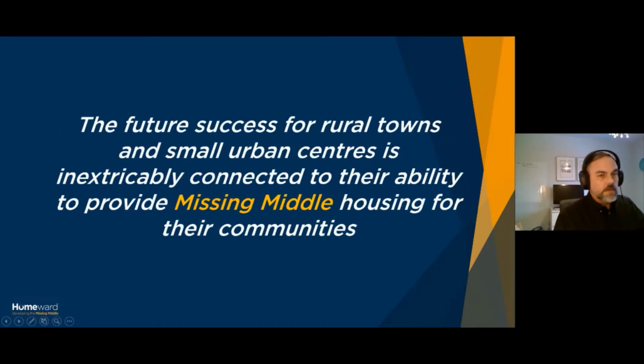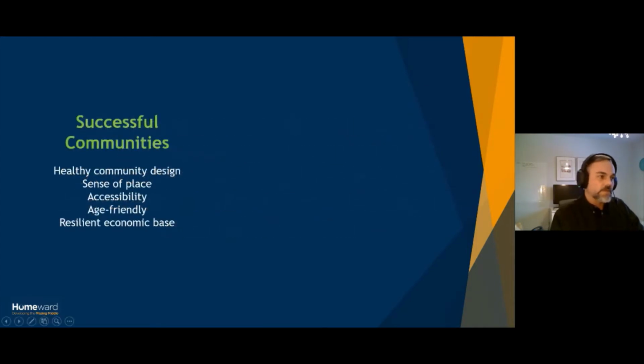With that, I'm going to suggest that the future success of rural towns and small urban centers is inextricably connected to their ability to provide missing middle housing for their communities. And if we take a look at maybe 5 particular characteristics that I think we can all agree on in terms of successful communities, they all have healthy community design, they all have a high quality sense of place, they have all aspects of accessibility as we understand that, they're all ages friendly, and they have a resilient economic base.